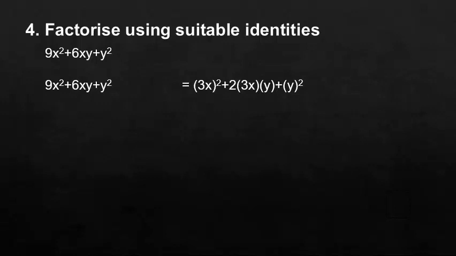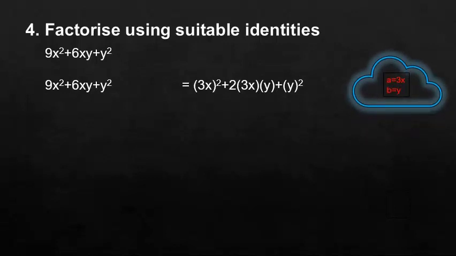First of all, we have to check whether the first term and the last term are squares. Here 9x square you can make a square, like 3x whole square, and y square you can make y square, y in bracket and the square. So we can rewrite this as 3x whole square plus 2 into 3x into y plus y whole square. 2 into 3x into y gives you 6xy.